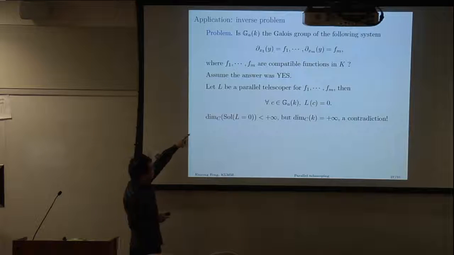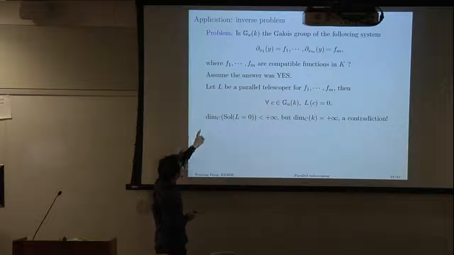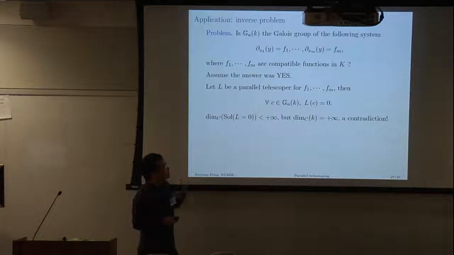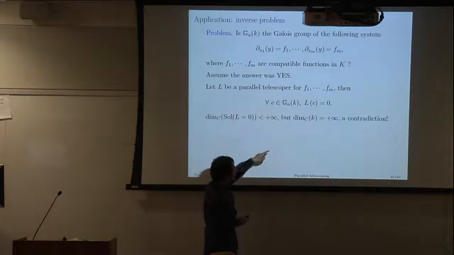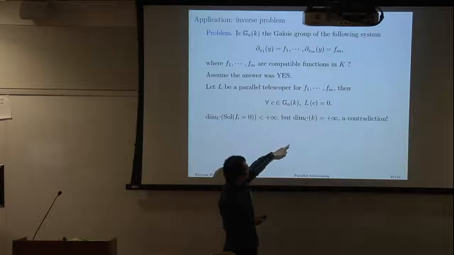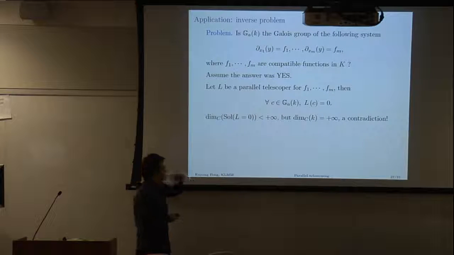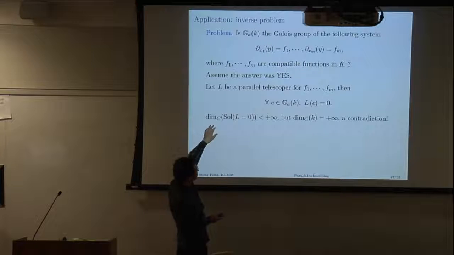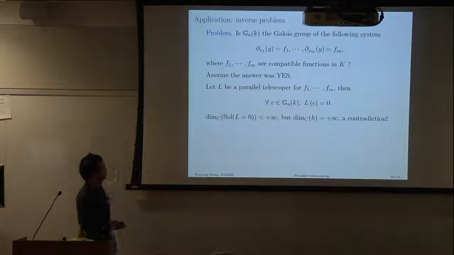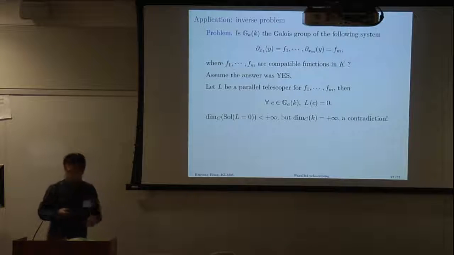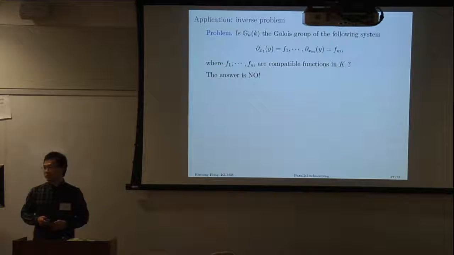But we know that the solution space of L is of finite dimension because L is non-zero. But as a C vector space, the dimension of K is infinite. So we get a contradiction. Here the capital C is the constant field of the small k. So the answer is no.